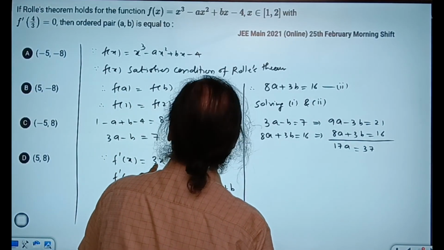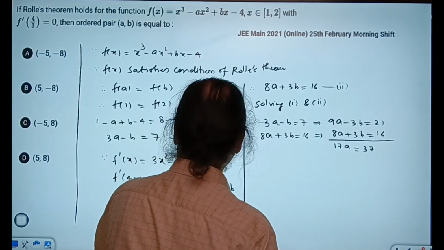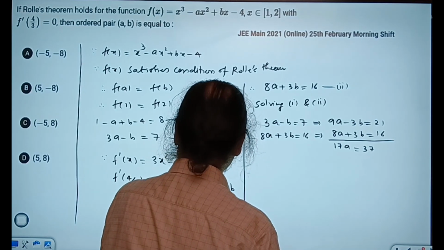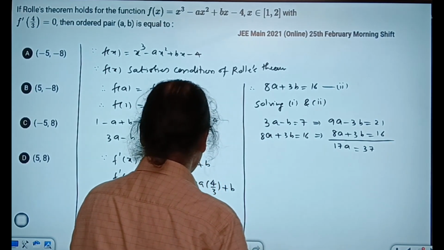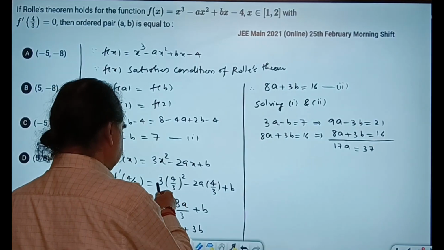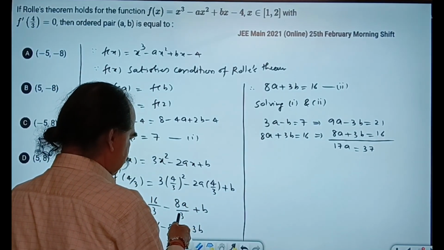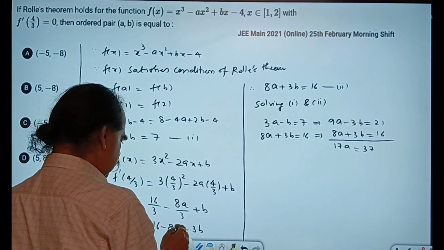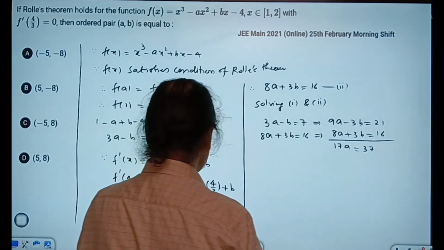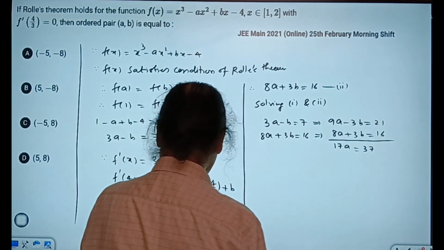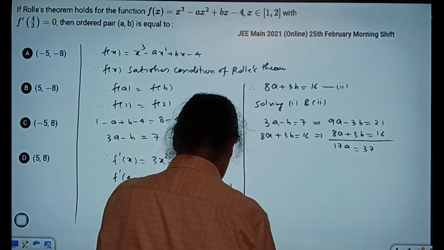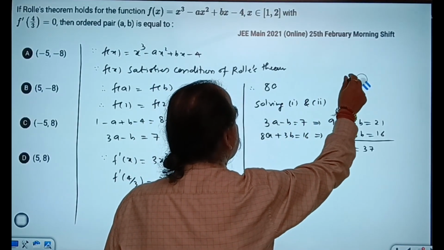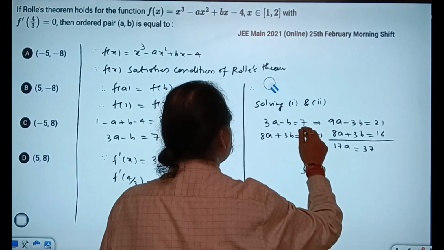F dash x is what? 3x square minus 2ax plus b. F dash 4 by 3, 3 into 4 by 3 square minus 2a into 4 by 3 plus b. So 16 by 9, 3 will get cancelled, minus 8a by 3 plus b. Multiply over: 16 minus 8a plus 3b. Sorry, 8a minus 3b is what? One minute. 8a minus 3b is what?